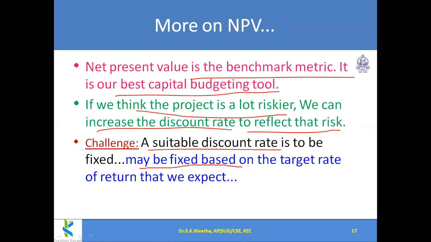And we may fix it based on the target rate of return that we are expecting. If we carry out this project, I am expecting 15% return on investment in future. Means we can fix the discount rate as 15%. Like some companies always will have an aim, like whatever project they take up, they need at least 20% return on investment. Only then they will take up the project. So they can have 20% as the discount rate. Okay, so based on that, they can derive a suitable NPV value.